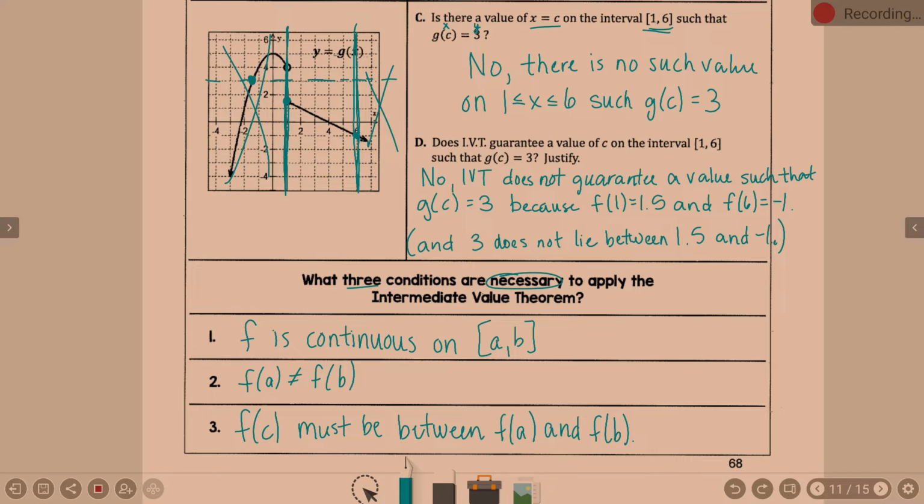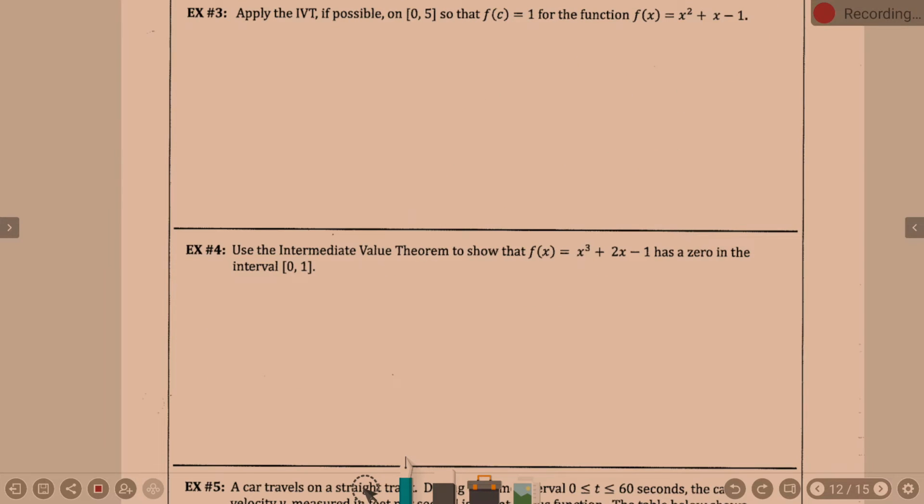Okay, so that's one of the big places that it is used. Okay, let's look at some examples here. Apply the IVT, if possible, on the interval from 0 to 5 so that f of c equals 1 for the function f of x equals x squared plus x minus 1. Well, if you think about our 3 points we just talked about on the previous page, what's something we have to check? We have to make sure that it's continuous.